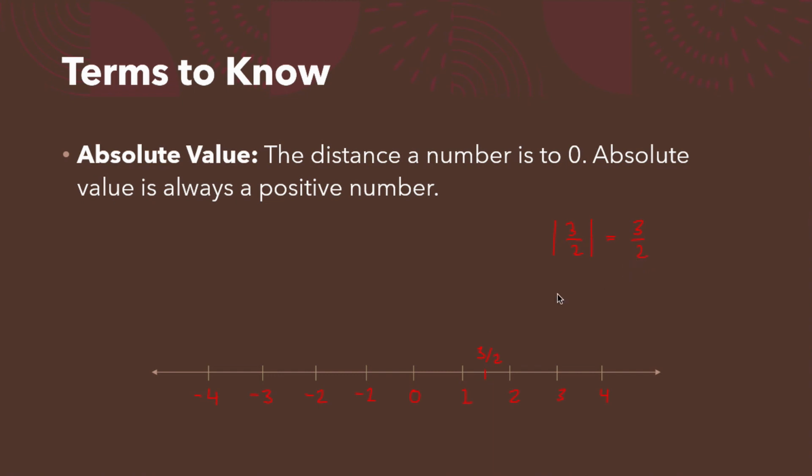But what about negative 3/2? Let's just label that here. This is negative 3/2. How far is it from 0? And again, distances are always positive, which is why absolute value is always a positive number. Well, the absolute value of negative 3/2 is also 3/2 because it is the same distance from 0 as 3/2 is from 0. So the absolute value of negative 3/2 is equal to 3/2.